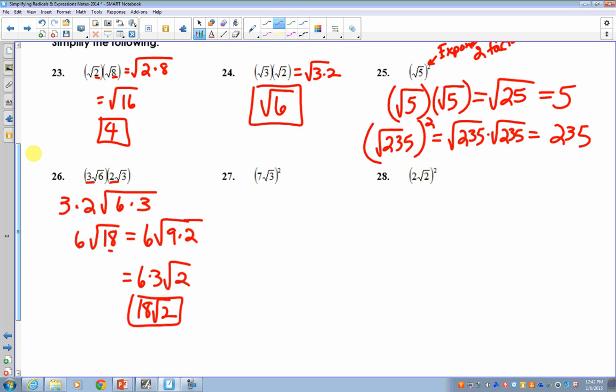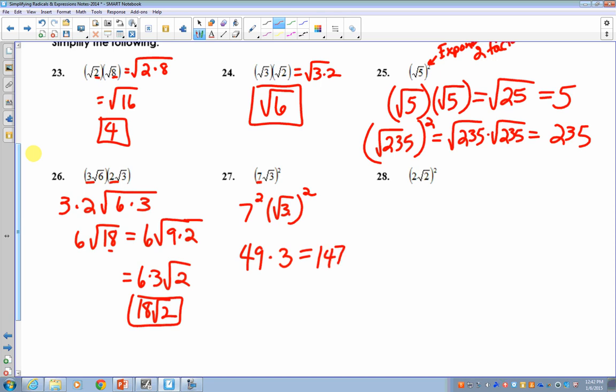So now, this one has a coefficient, the 7. It's a little different. But we're going to square the whole term, 7 square root of 3. Meaning you're going to square what's on the outside, and you're going to square the radical 3. Well, 7 squared is 49. And whenever you square a radical, you get rid of the radical. So this is 49 times 3, which is 147.